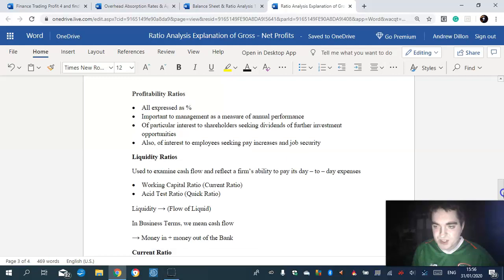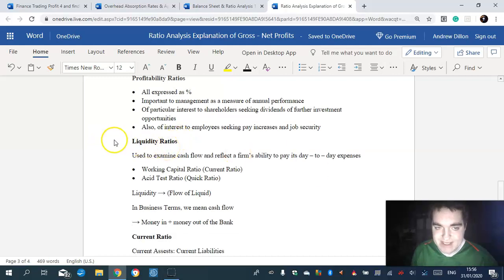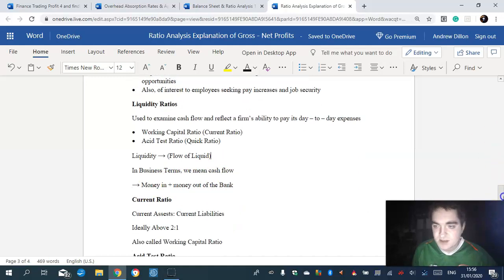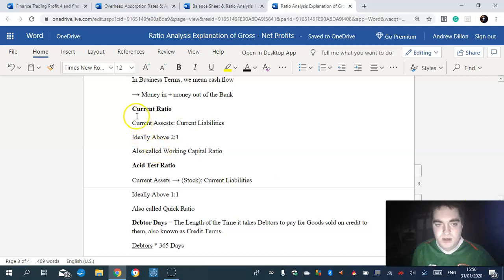And now this is where it comes to liquidity ratios. They are used to examine cash flow and reflect the firm's ability to pay its day-to-day expenses. Here are the bullet points: the working capital ratio and the asset test ratio. Liquidity is the flow of liquid; in business terms, we mean cash flow, the money in and money out of the bank. The current ratio is the current assets over current liabilities, and I explained all this before.